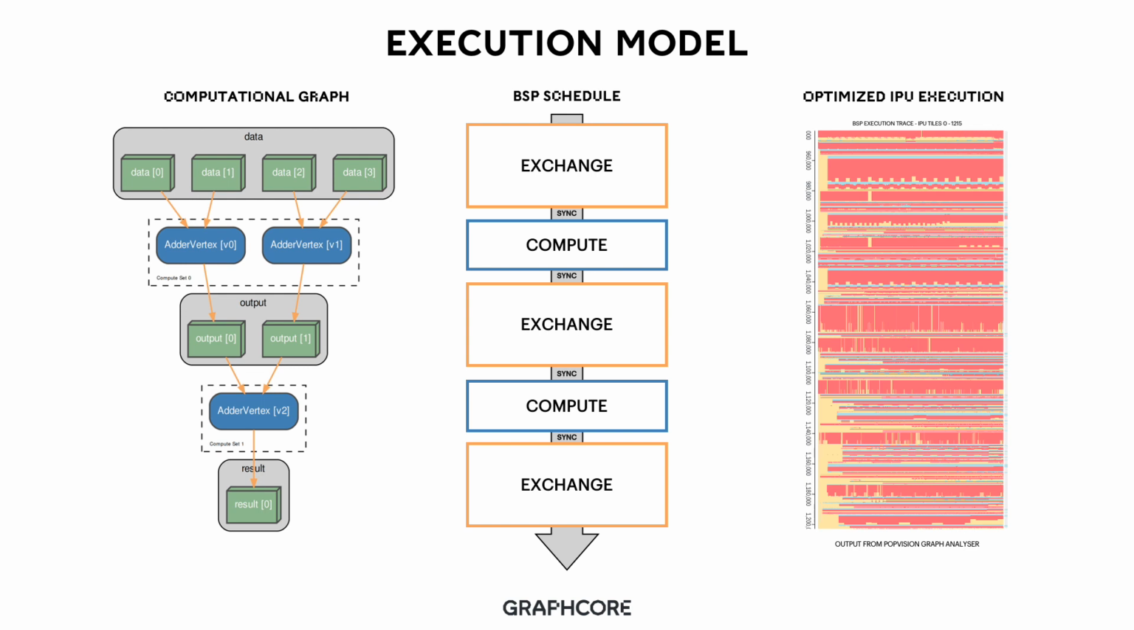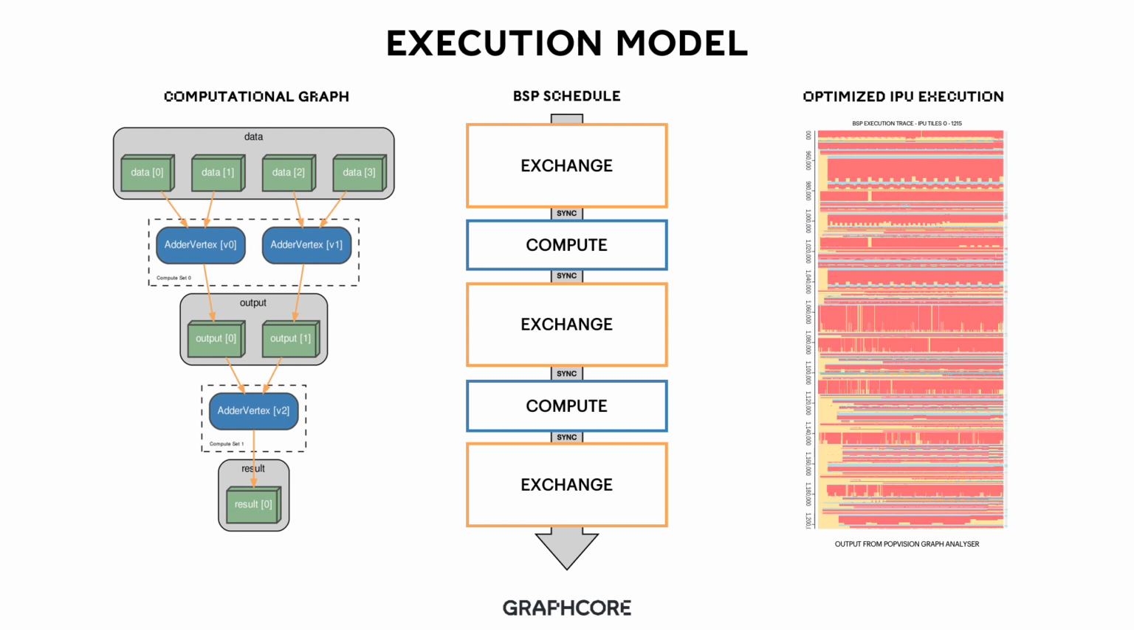In this example on the left, you can see a very simple computational graph. 4 elements of data are passed to 2 parallel adder vertices. These add the data together and produce 2 outputs. The same adder vertex is used to produce a final output. This shows a simple reduction with an addition operation. All machine intelligence applications can be shown to use computational graphs, including control flow.